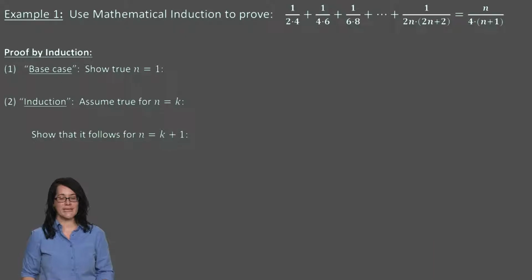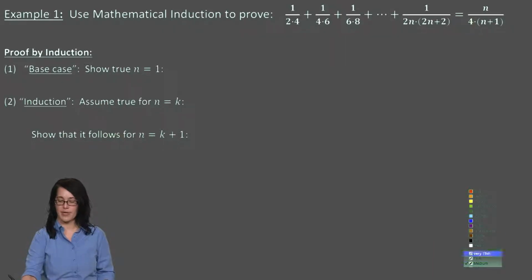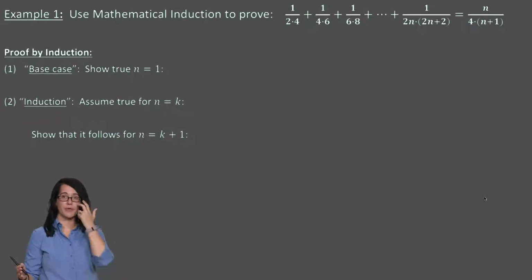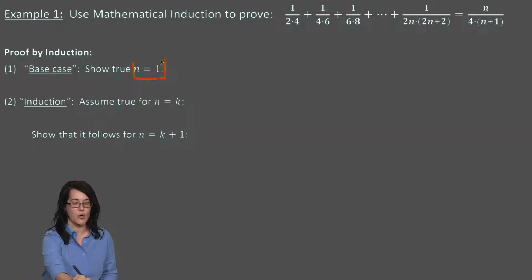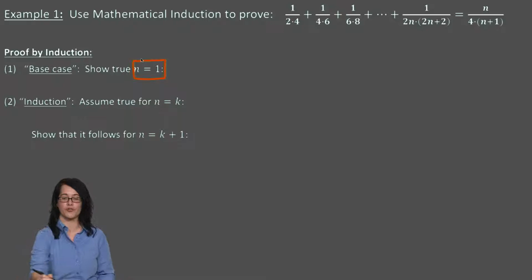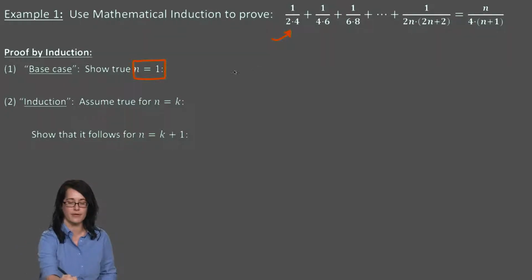Okay? So by induction, we're going to prove that this generalization holds. The first thing we're going to do is show that it works for a base case. Now, because this is for all natural numbers, it's natural to start counting at 1. So we'll begin with when n is 1. Well, n is 1 is our first term. We already know what that is on the left side.